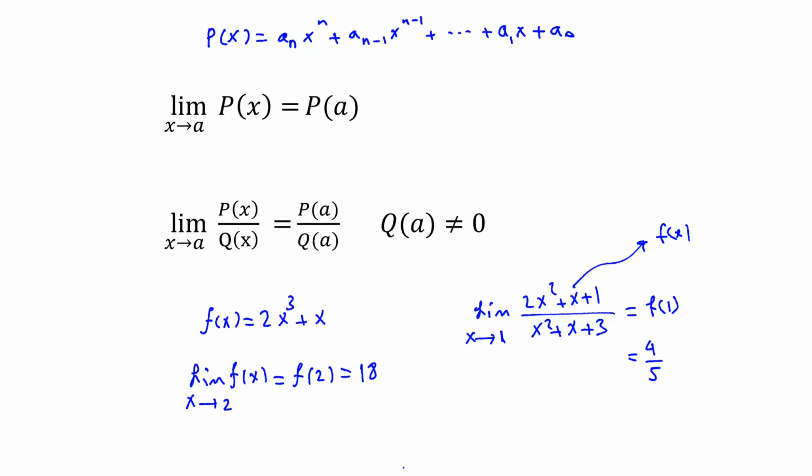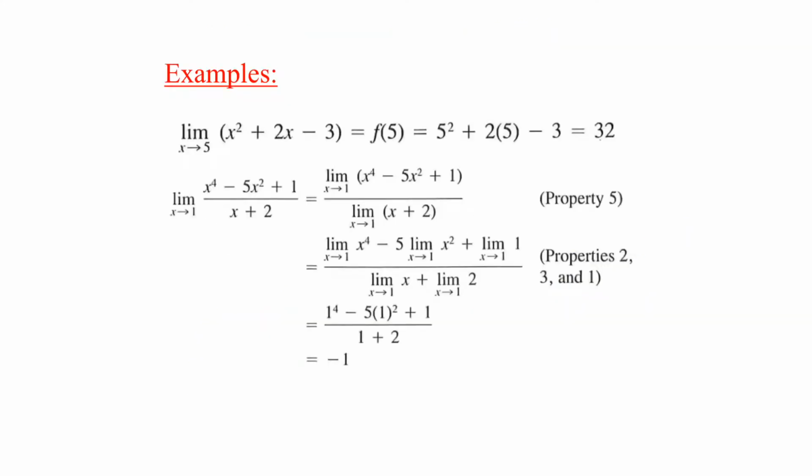In calculus, finding a limit this way is called the direct substitution method. So we can use the direct substitution method to find the limit of some functions. Let's have a couple of examples. Use properties of limit and find the limit of x^2 plus 2x minus 3 as x approaches 5.